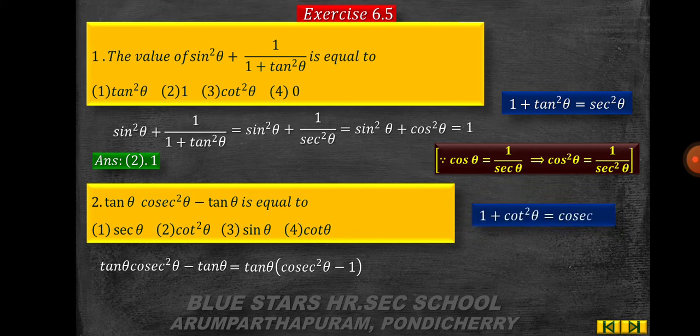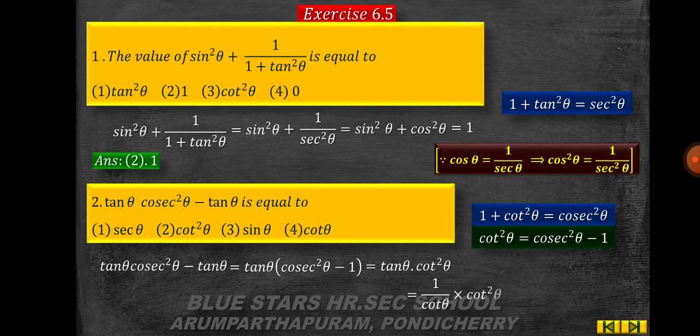1 plus cot square theta is equal to cosecant square theta. So, cot square theta is equal to cosecant square theta minus 1, which gives tan theta into cot square theta. We can write tan theta as 1 by cot theta into cot square theta. So, cot theta gets cancelled. We get the answer as cot theta. So, the correct option is option 4, cot theta.